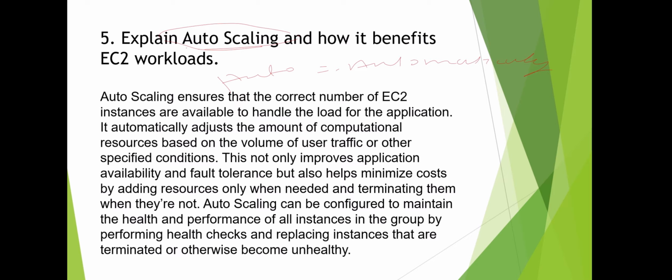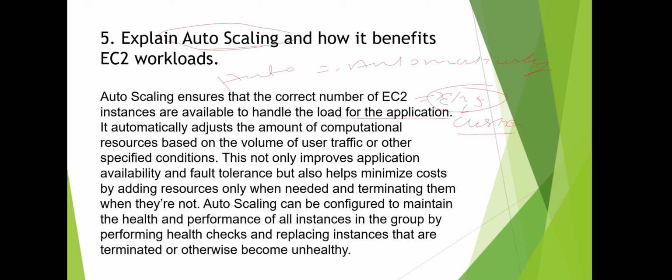Auto scaling ensures that the correct number of EC2 instances are available to handle the load for the applications. That means when required, it will increase the number of EC2 instances, and when it's not required, it will decrease them. You can easily see this scenario in your EKS cluster. I will explain what an EKS cluster is and how it works.